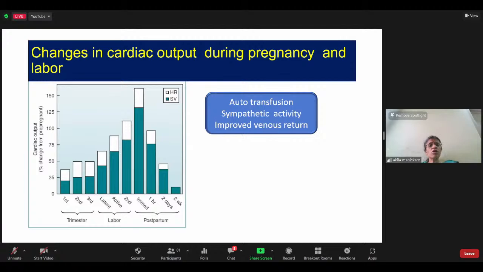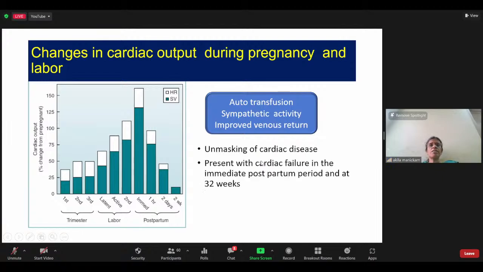So a patient who has cardiac disease will go into pulmonary edema in this phase. There can be unmasking of cardiac disease, something like a peripartum cardiomyopathy, or when there is overzealous administration of fluids and syntocin during the third phase of labor, it can trigger pulmonary edema. So this major increase in cardiac output that occurs during the latent phase, the active phase, the second phase of labor and in the immediate postpartum phase are ultimately the reasons for cardiac decompensation.